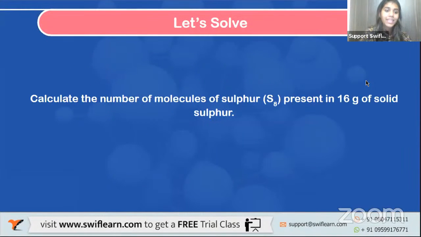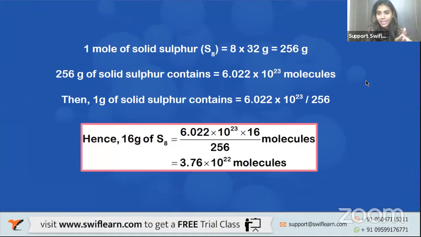Once again, in the question they have asked you to calculate the number of molecules, that is how many molecules will be present in 8 atoms of sulfur. That is present in 16 gram of solid sulfur. You take 16 gram of solid sulfur. What is the total number of molecules present in it is the question. So first you find out 1 mole. 1 mole of solid sulfur is 8 into 32. 32 is the mass of sulfur. So totally 1 mole of solid sulfur will have 256.